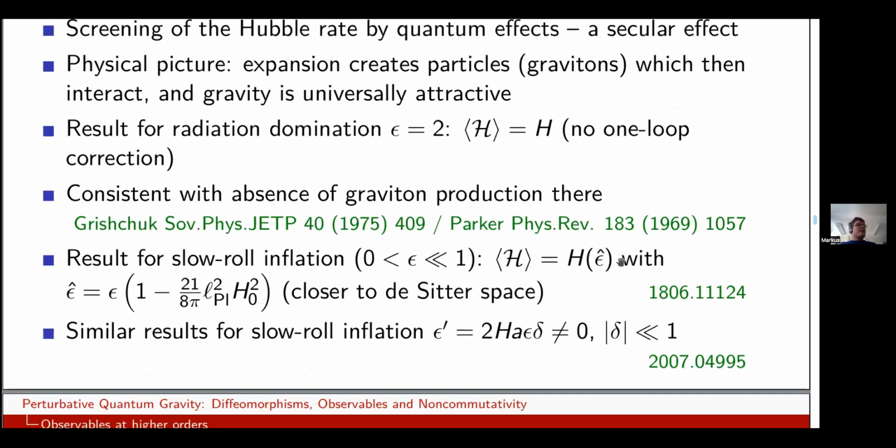And then there's a phase in the very early universe, which is called slow roll inflation. There's a very tiny epsilon. And what you get in this case is a correction to that epsilon. So the resulting spacetime is a bit closer to the de Sitter space than you would expect without these quantum corrections. And there are similar results for slow roll inflation which has some change in epsilon. So this was done by William.